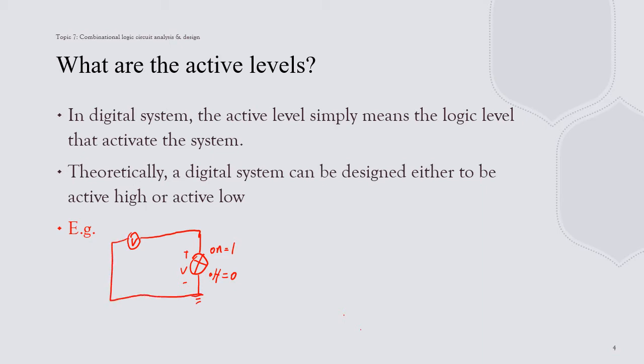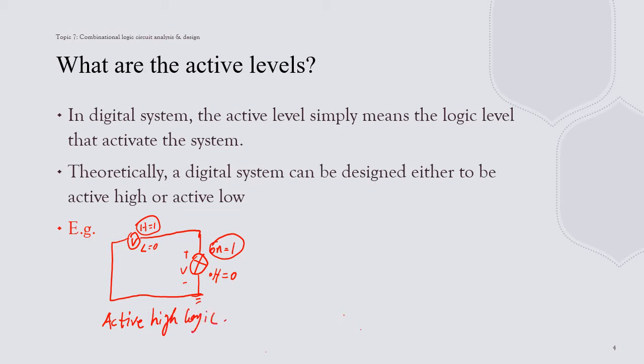In order to turn on this lamp, we need a voltage drop, which means I need to put a higher voltage here. So we put a logic 1 here. If we have a logic 1 here, then this lamp will be on. However, if we put a logic 0 or low, then the lamp would be off. So in this case, a high voltage causes the lamp to be on, to work, right? So we call this active high logic.